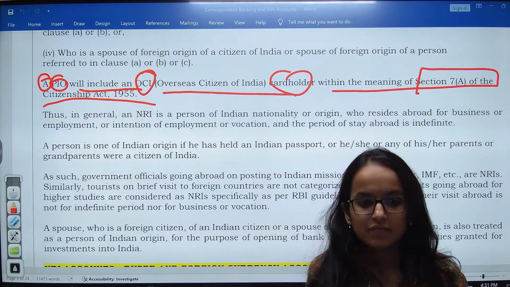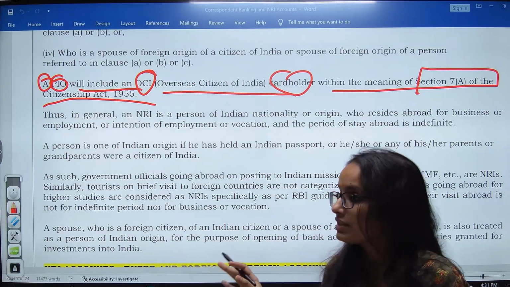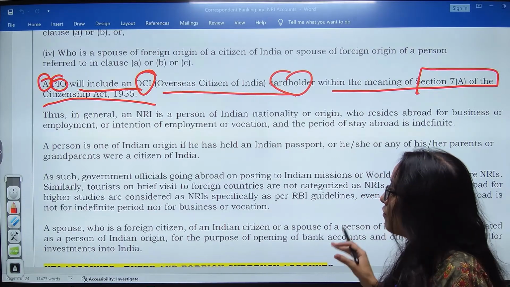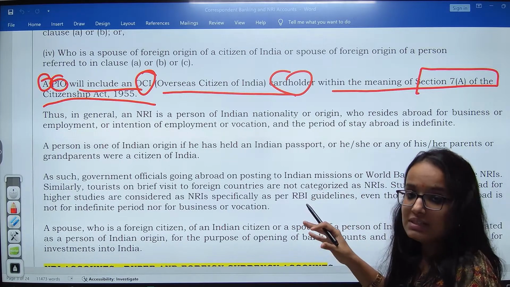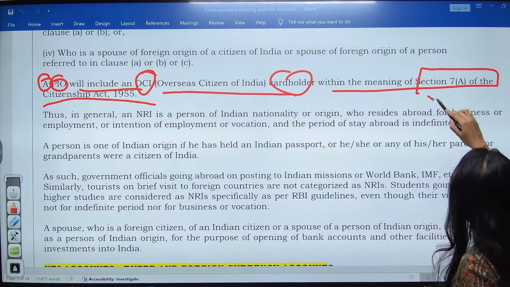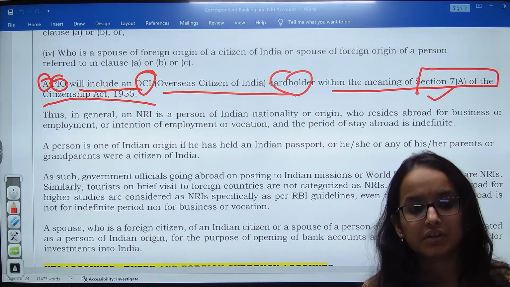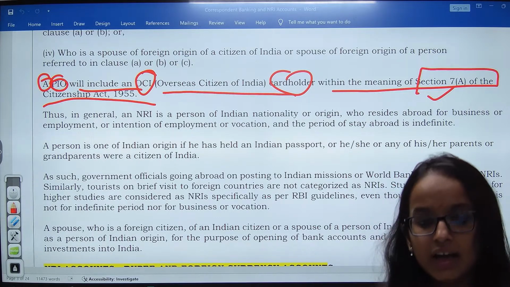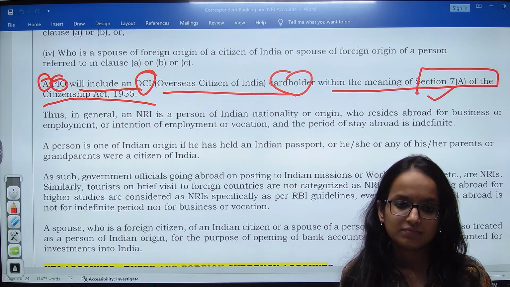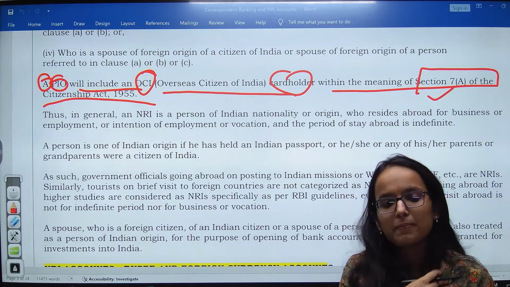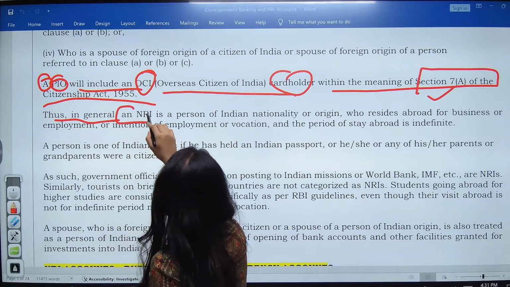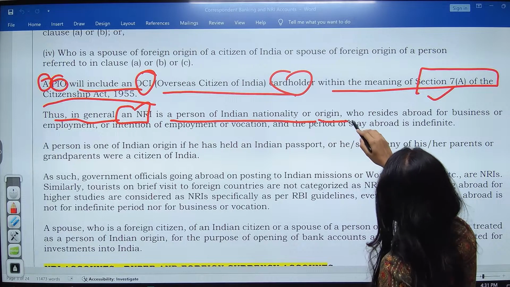So FEMA, the Foreign Exchange Management Act 1999, says that for the purpose of classifying a person as PIO, person of Indian origin, we also include the OCI, Overseas Citizen of India card holder, as per Section 7A of the Citizenship Act 1955. Getting this point? Right?